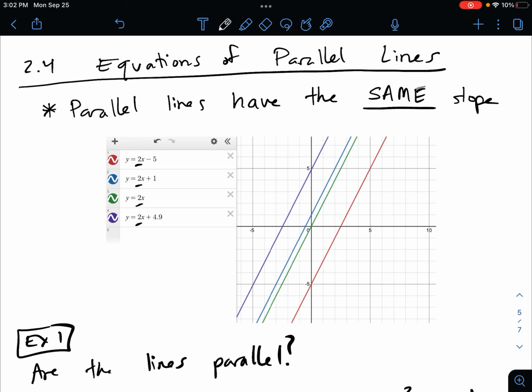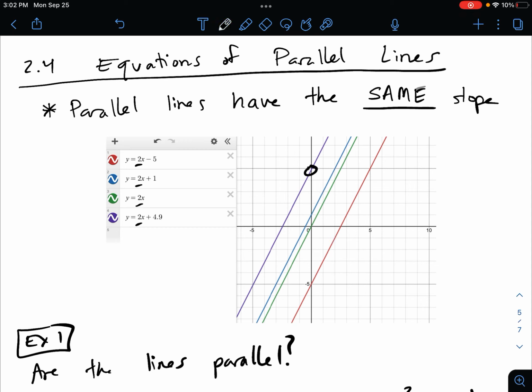All of these lines have a slope of 2, which again, you can see if I count, right, up 2 over 1. Up 2 over 1, up 2 over 1, right? So 2 over 1 is my slope for all of these. So these lines are parallel because they have the same slopes.